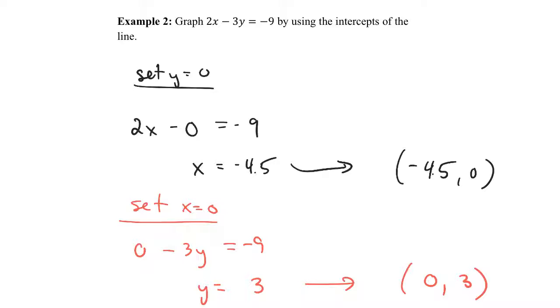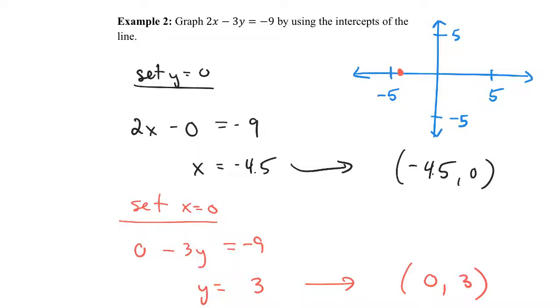Now, if I'm graphing this, this is one where we can definitely just sketch, because all we're doing is literally plotting 2 points. Negative 4.5 comma 0 is right here. And then 0 comma 3 is right here. Connect the dots, we've got a line.